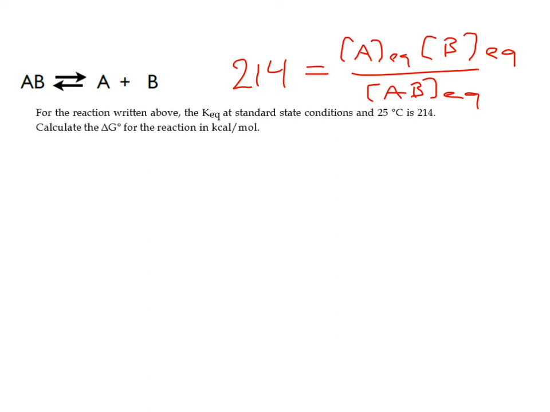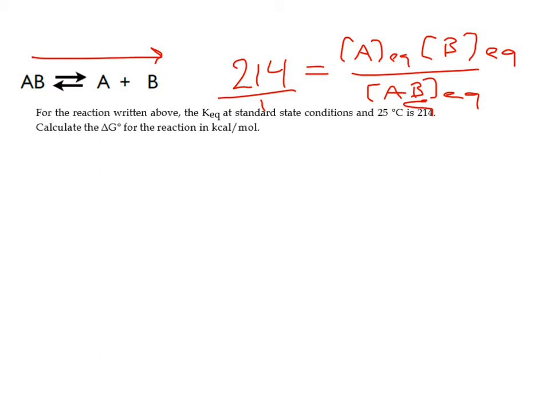Does this thing want to go to the right? Does it want to make a lot of products? There's 214 times more A's and B's than there are AB's. You can see that if you put this over 1. There's 214 A's and B's for every AB. So yeah, this naturally wants to go to the right. This subunit wants to fall apart, and it wants to fall apart quite a bit. There's very few complexes for the amount of dissociated monomers.